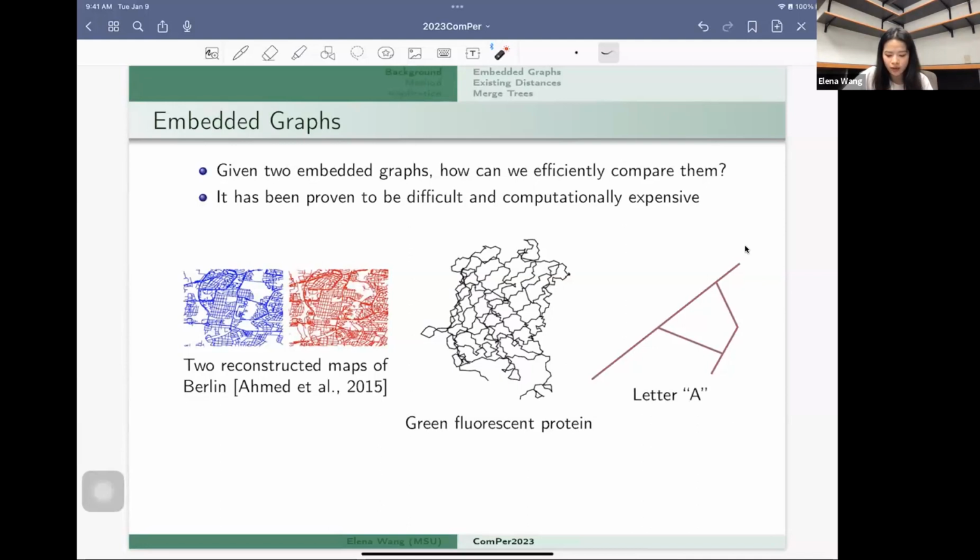And the second is a green fluorescent protein. By studying such embedded graphs, we can study its protein function. And the third is a handwritten character. If I were to ask a person what letter this is, you might tell me it's clearly the letter A, but how can we tell a machine to recognize these things? And these are all useful applications of studying embedded graphs.